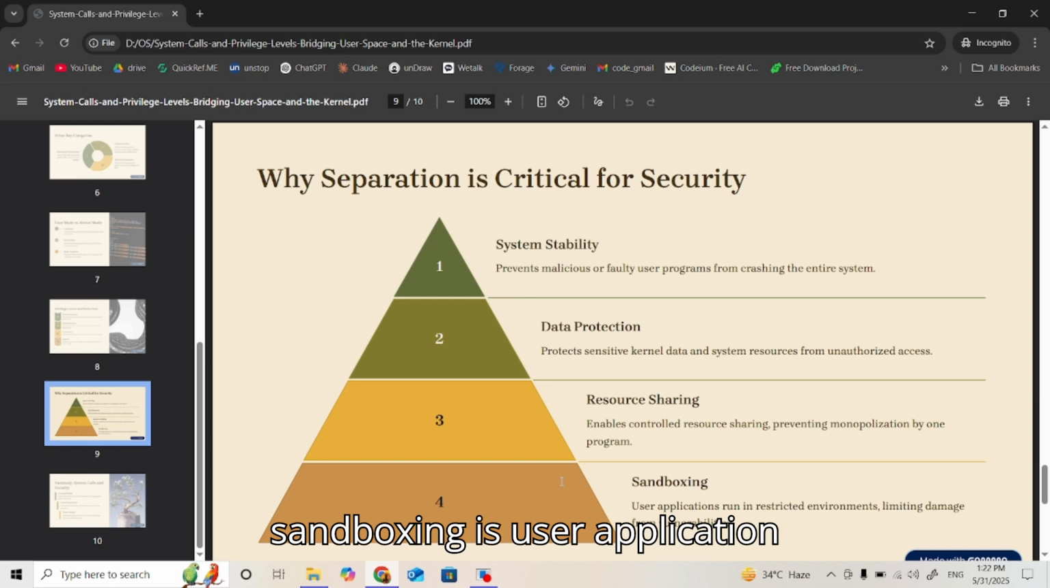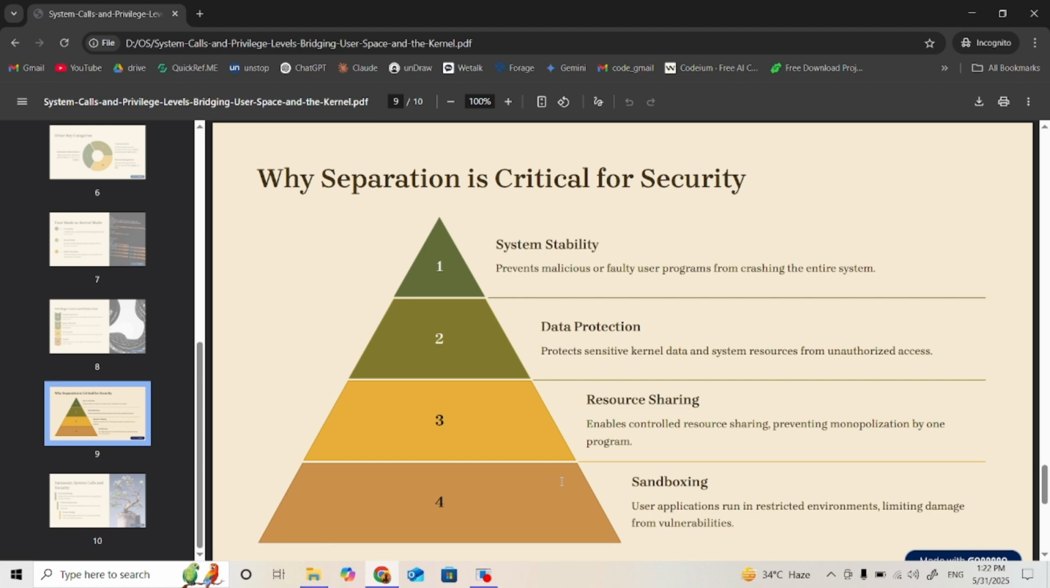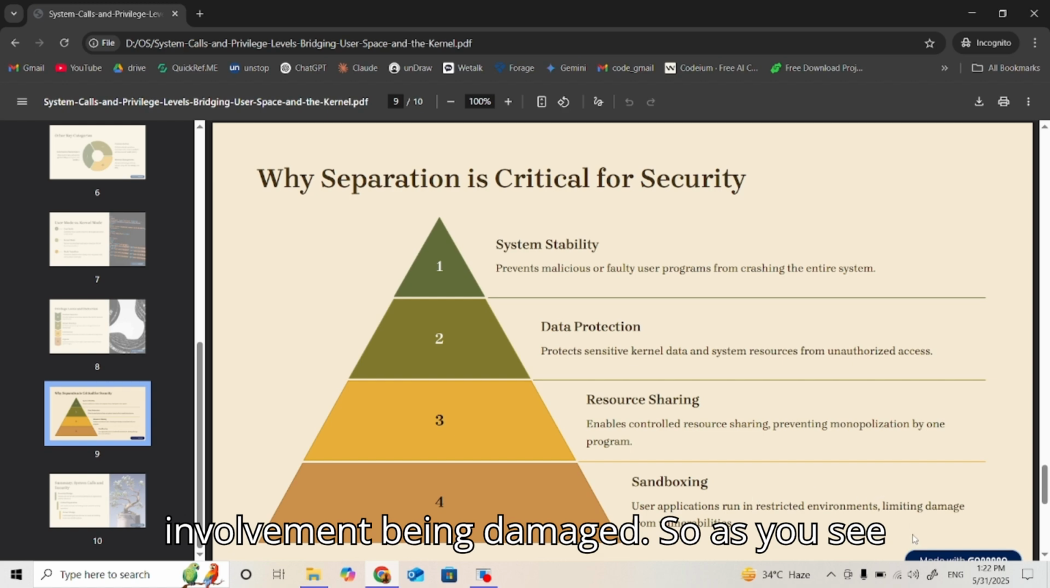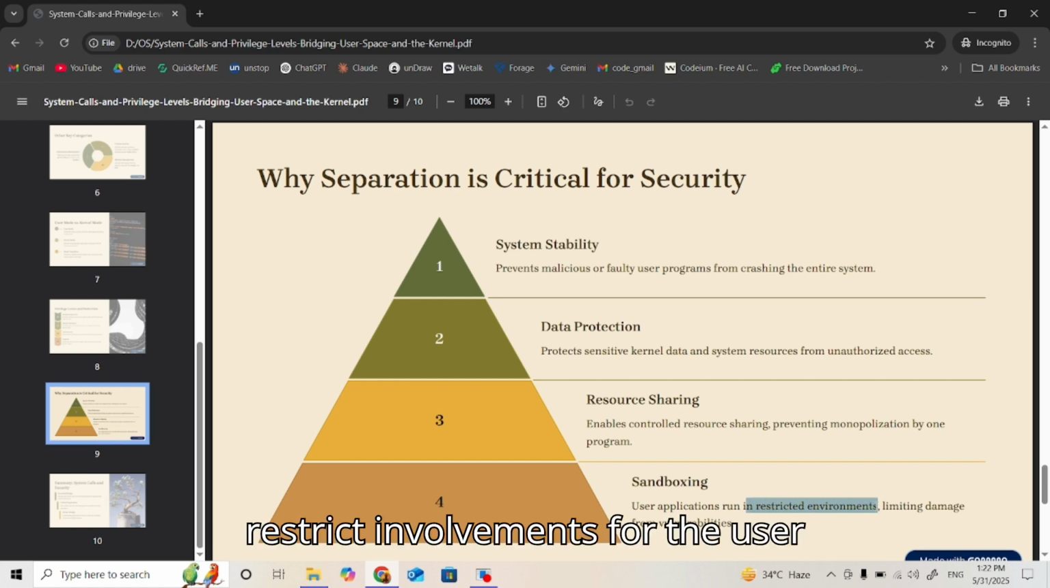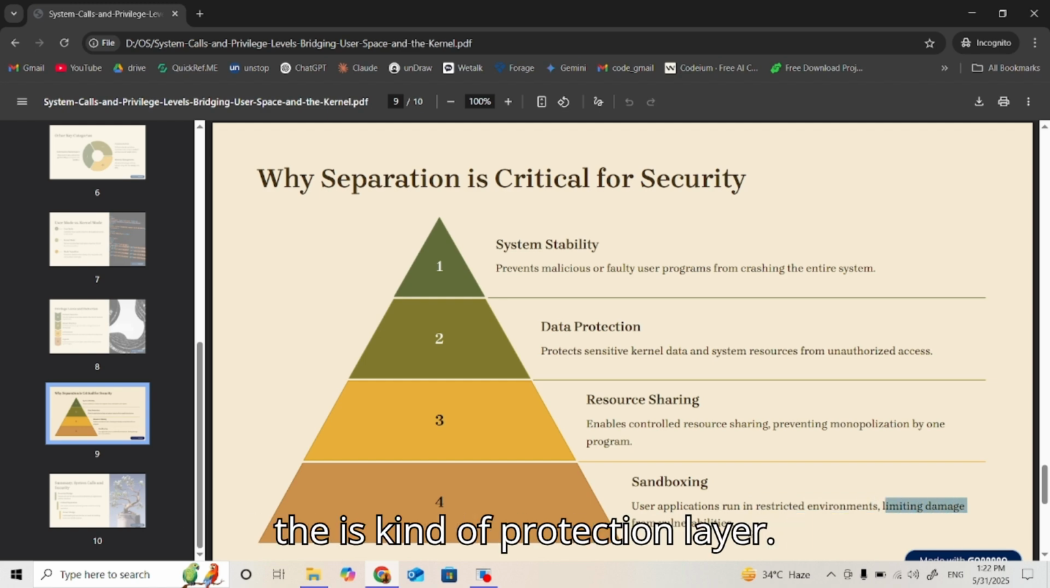Sandboxing: a sandbox is a restricted environment for user applications, limiting damage from vulnerabilities. So it restricts the environment from being damaged. You can think of it as a protected layer that prevents our system or our environment from being damaged. As you see, it restricts the environment for the user application and limits the damage from a vulnerability. So it's a kind of protection layer.